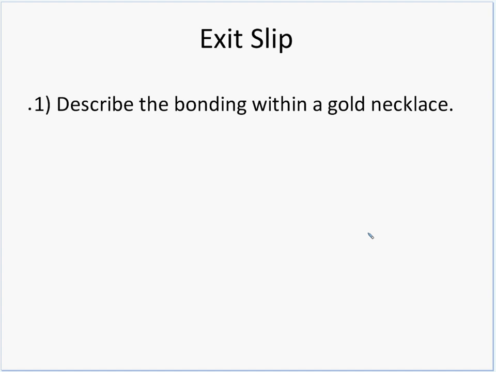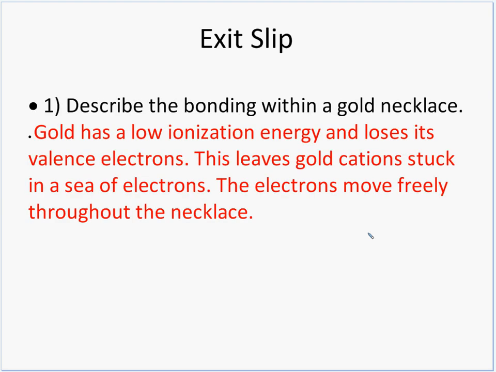Alright, trade exit slips with each other. Have a pen out. Here we go. It says, describe the bonding within a gold necklace. So I'm looking for a couple things. One thing is that you mentioned that gold, because it's a metal, has a low, you could say electronegativity as well. I said ionization energy here. Next is what's happening with the electrons. Well, it's a metal, so it loses its electrons.